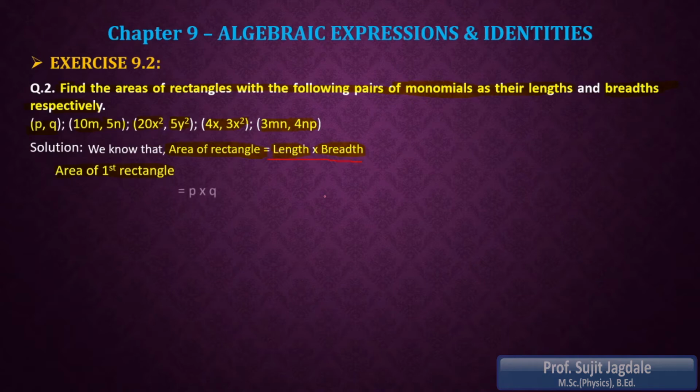What is the length here from the first pair? p is the length and q is the breadth. So just put down the values. What am I going to get? p into q. Now while performing the multiplication of these two monomials, first of all you have to take the product of numbers only.